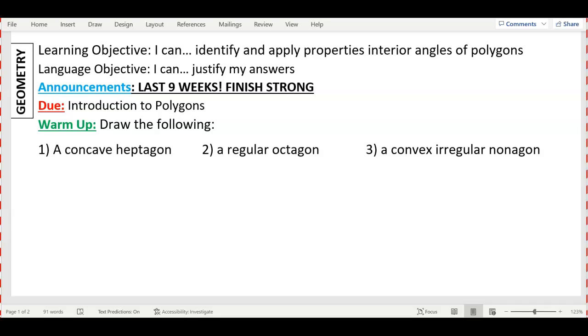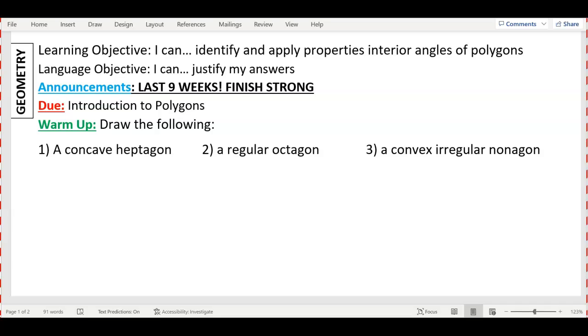Heptagon. On the notes we have from Monday, heptagon is a 7-sided figure. It sounds weird, but you got to know heptagon is 7. Cool. Now, what does concave mean? Caved in, kind of name. One of the corners, one of the vertices will be pointing inward.